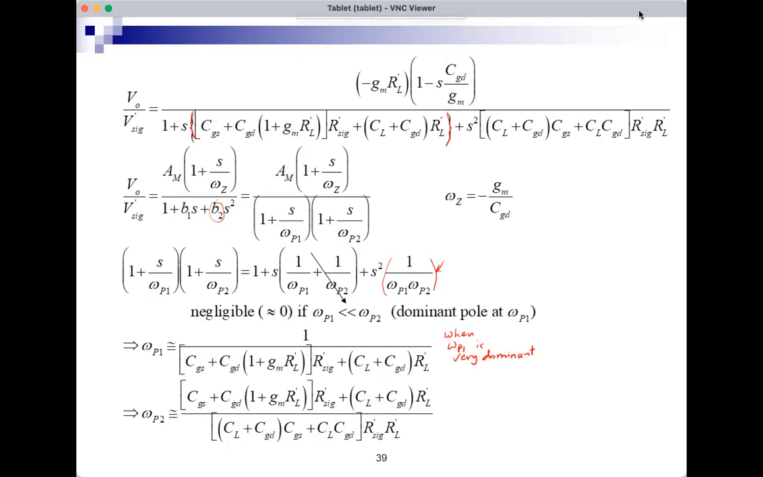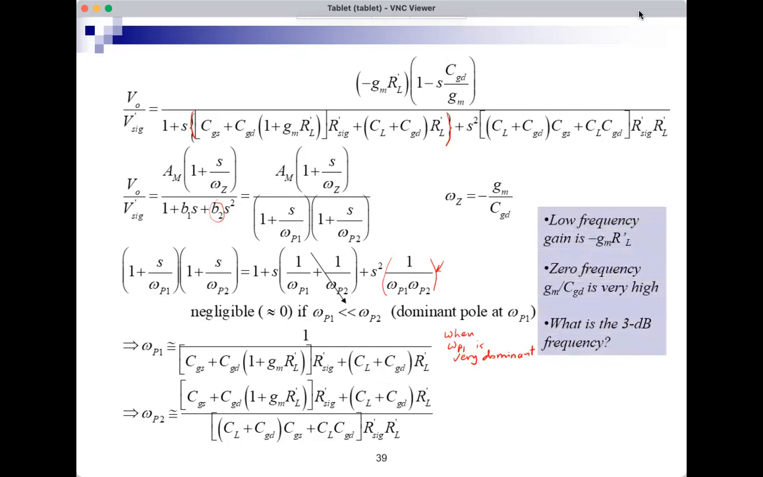So that's it. This is the conclusion. We know that the low frequency gain is minus GMR prime L, and that's not surprising, because if we do the analysis at low frequency, we get this gain exactly, minus GMR prime L. If I had no capacitors, I would get minus GMR prime L. And I see it here in the transfer function. So that's a confirmation. The zero frequency and absolute value at GM over CGD is very high.